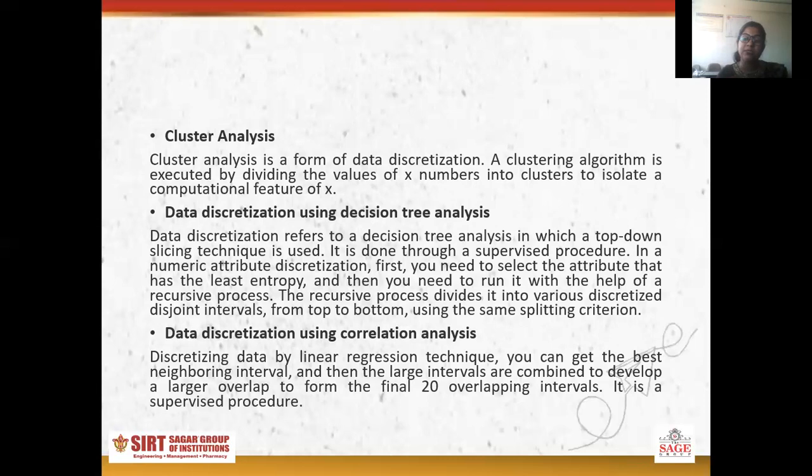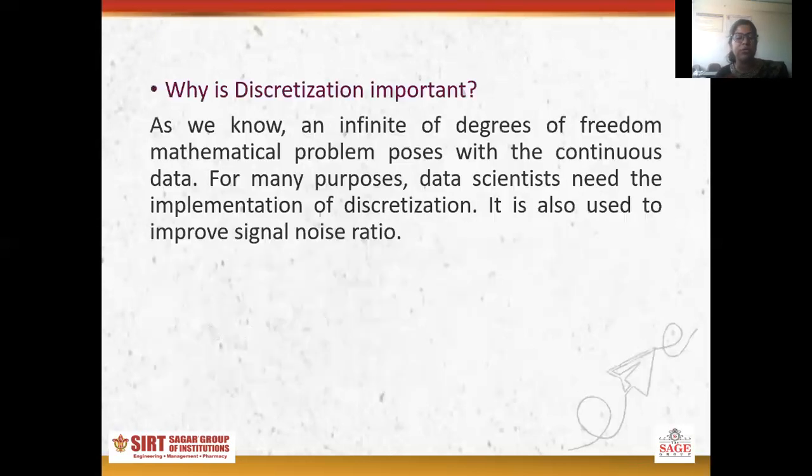And the last is discretization using correlation. Correlation means we are finding the relation between two attributes. So if we're talking about correlation, then ultimately we are talking about the linear regression technique. Here one can get the best neighboring interval. Then the large intervals are combined to develop a larger overlap to form the final overlapping intervals. So this is also a supervised procedure.